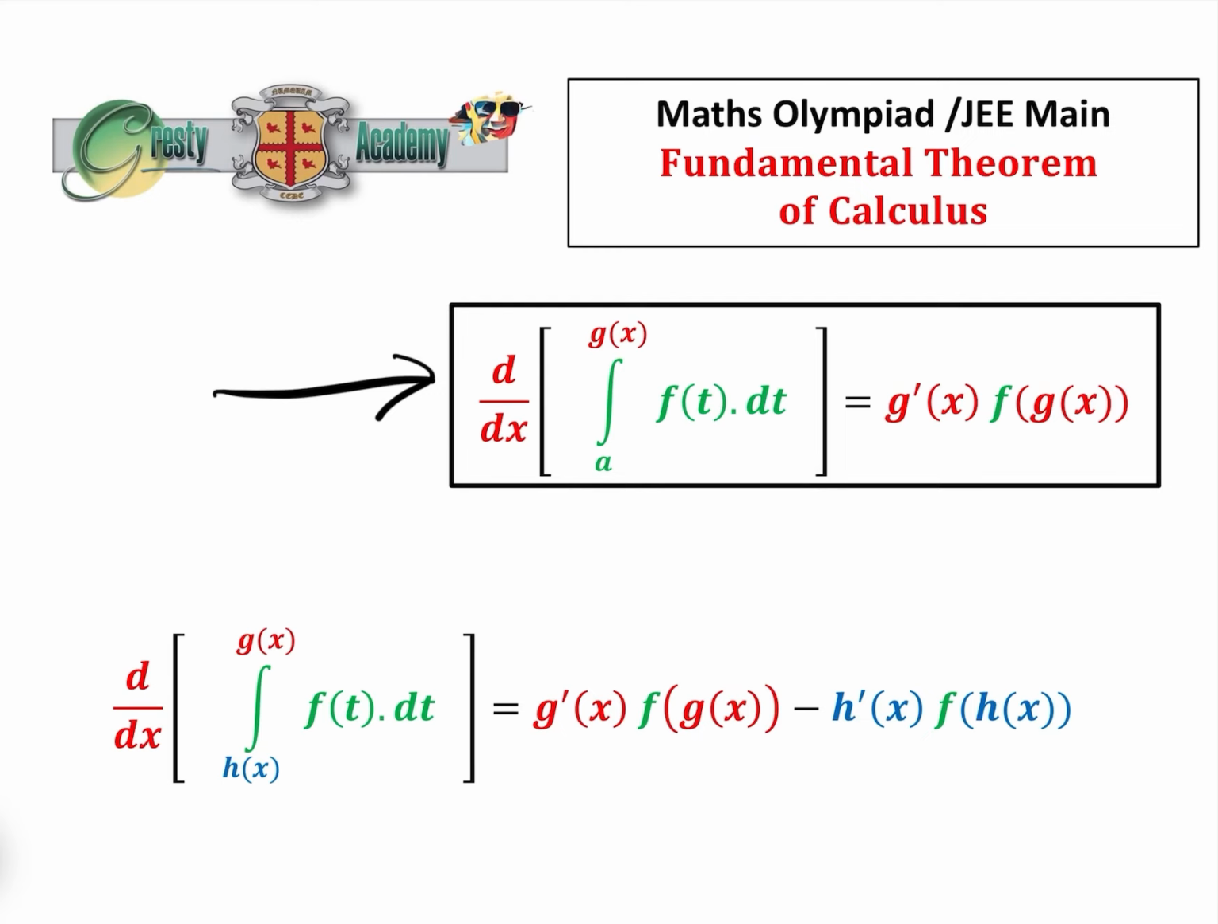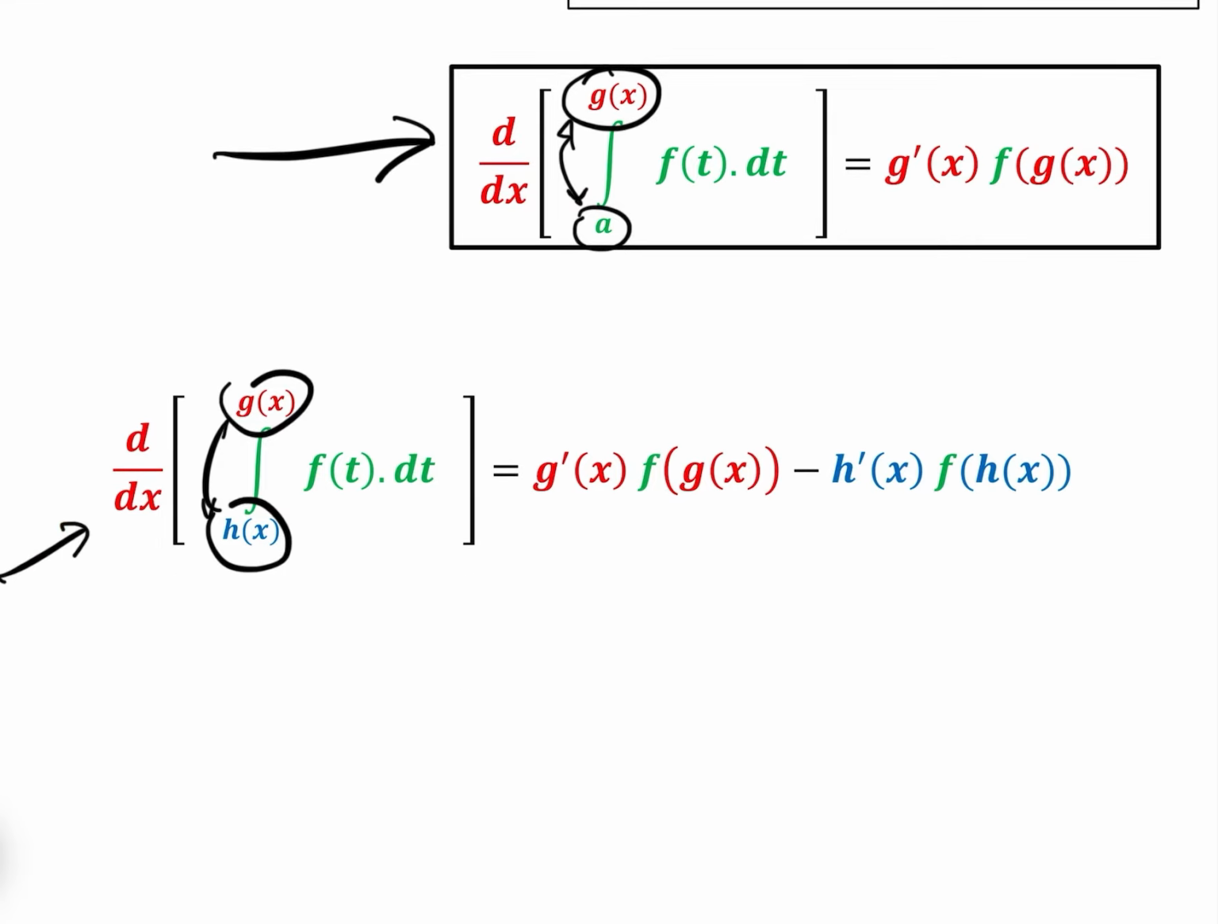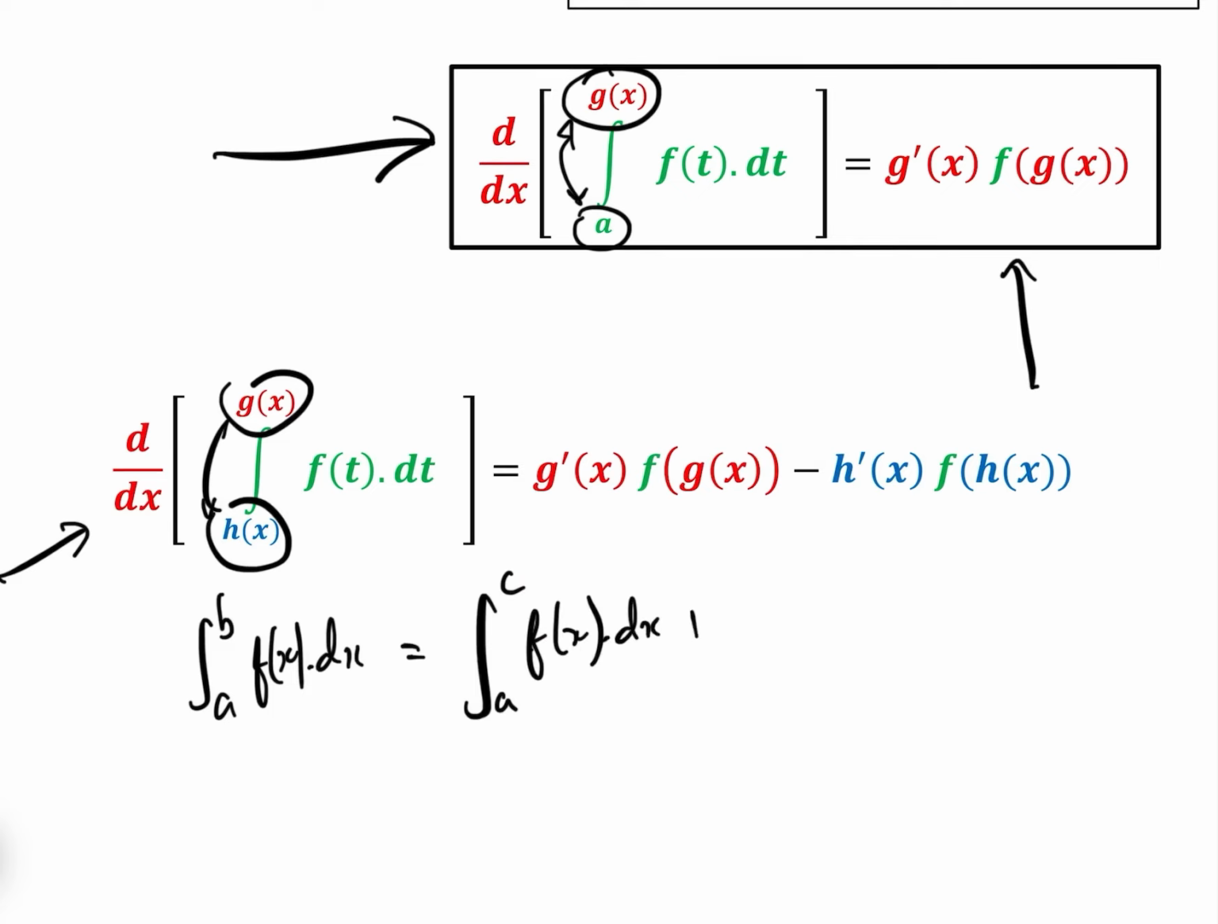Now what we're going to do is advance this from being the integral between a and g of x to being the integral between g of x and h of x. The way we can remember this formula, which looks hard but is actually very similar to that one, is by remembering that the integral between a and b of f of x dx equals the integral between a and c, where c is between a and b, of f of x dx, add the integral between c and b of f of x dx.